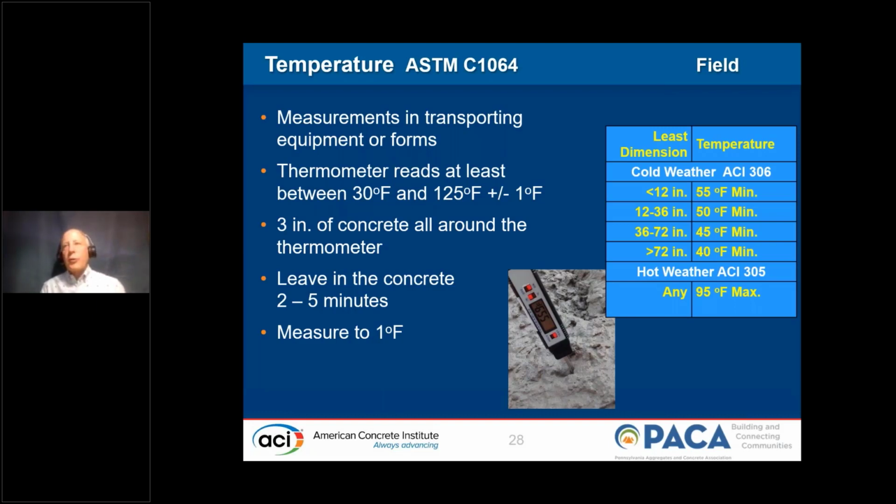And here you see on the screen the ACI guide requirements for concrete temperatures, both minimum and maximum, as delivered to the job site. Not maintained, but the first check on temperature is, hey, what's the temperature when it gets to the job site? This is super critical in times of hot weather and in times of cold weather.